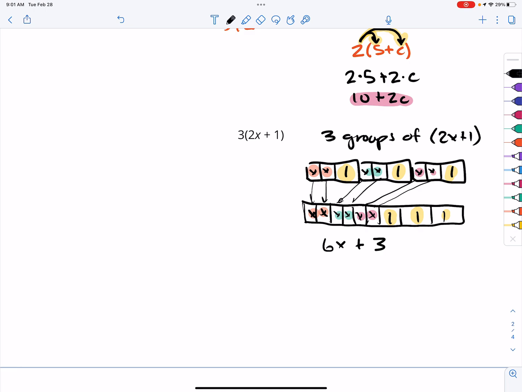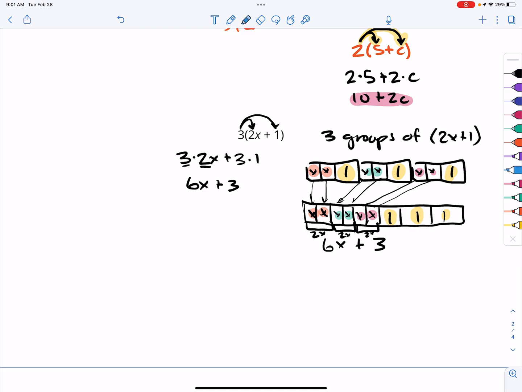We have 3 groups of 2x. This is 2x. That's 2x. And that's 2x. And then we have 3 groups of 1. So let's look at this algebraically. We need to distribute that 3, that out in front, to both of the terms. So we have 3 groups of 2x, or 3 times 2x, plus 3 groups of 1. 3 times 2 is 6x, plus 3 times 1 is 3.